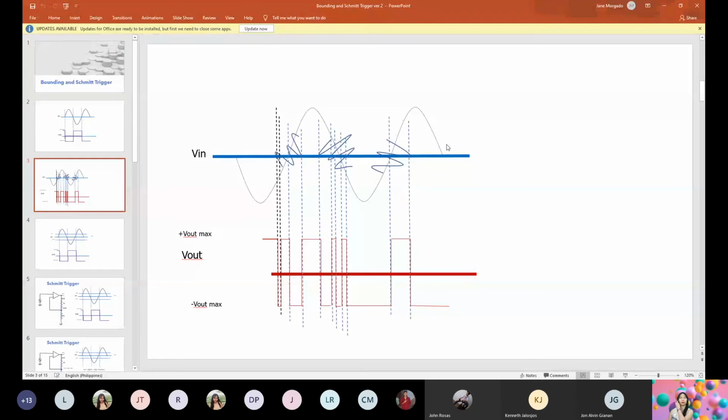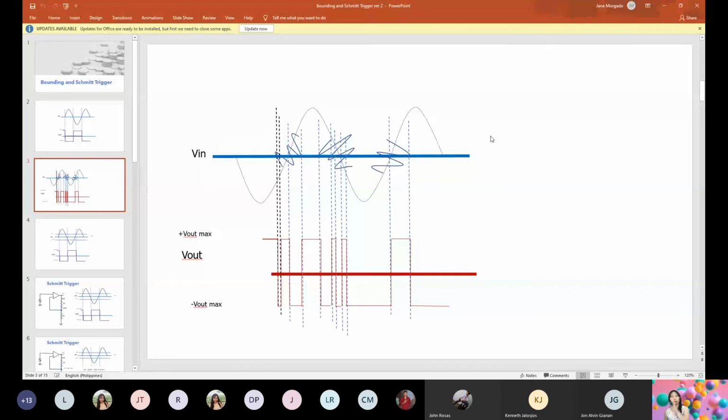When you had your experiments in Electronics 1, in the sinusoid itself there are spikes. Those spikes actually represent noise. So let's say this is the zero level, the zero level.